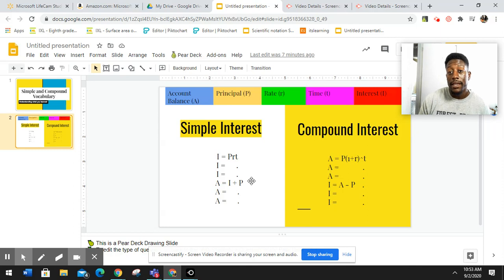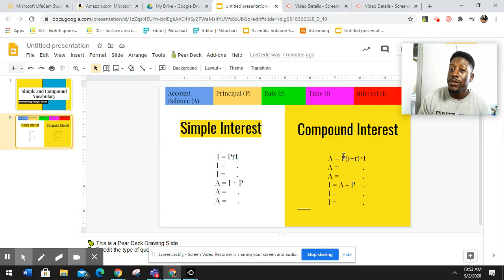Awesome. And in compound interest, I see that my formula starts off differently than yours. Yours starts off with the interest earned, but mine starts off with the account balance. And I can find that when I take the principal and multiply by open parentheses 1 plus r, close the parentheses, and the parentheses is very important, and raise that to an exponent, time in years. And then once I do that, I have the account balance.